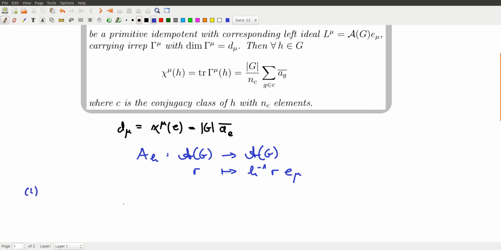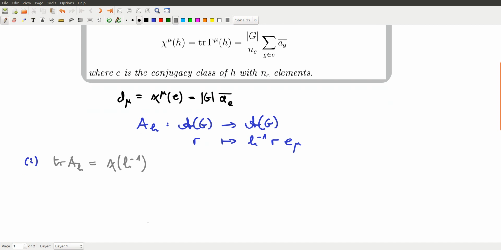So first we're going to show that the trace of A sub H is just the character of H inverse. So this is what we're going to show now. And how do we do this? We use a basis for the group algebra. Let's say R1, R2, and so on, until R sub the order of the group. So this is a basis for the group algebra.